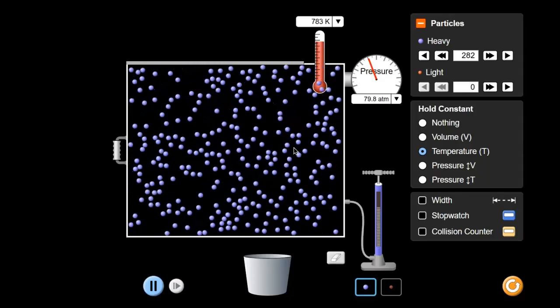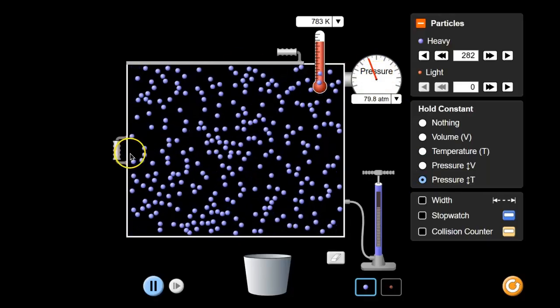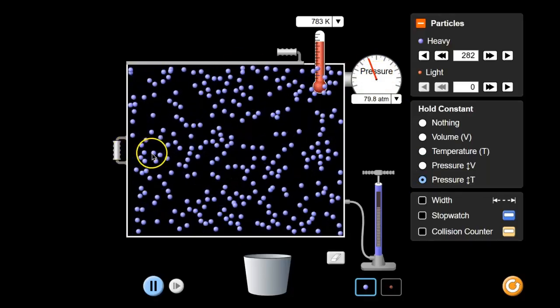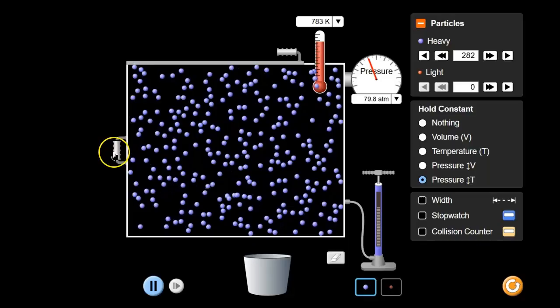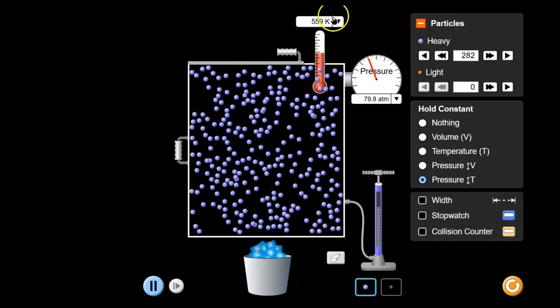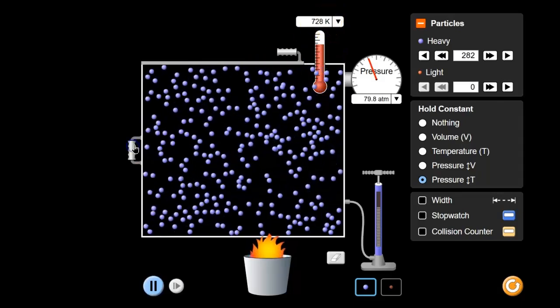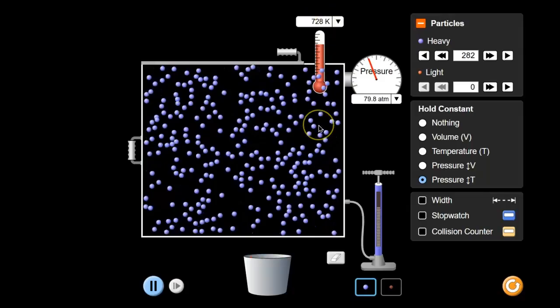That suggests that there may be an inverse relationship. Next, we're going to look at volume and temperature. We're going to keep the pressure the same, and I'm going to change the volume. I'm going to make it smaller. Let's see what happens to the temperature. So as I decrease the size of the cylinder, decrease the volume, notice that the temperature goes down. As I increase the volume, the temperature goes up.